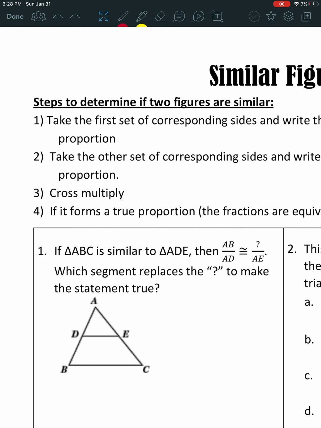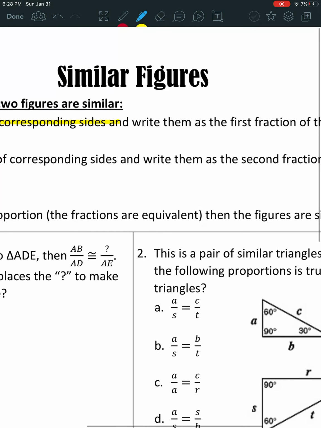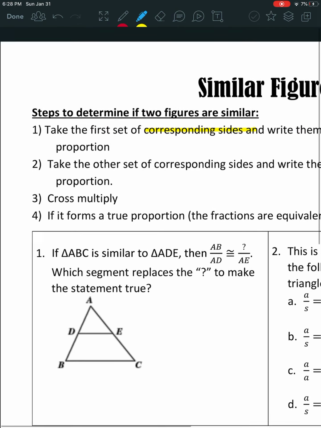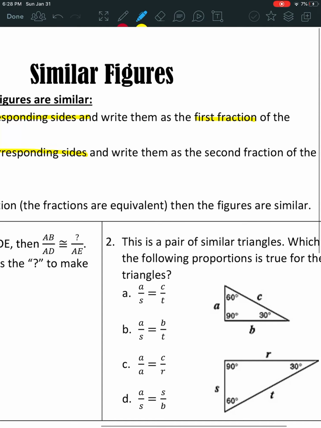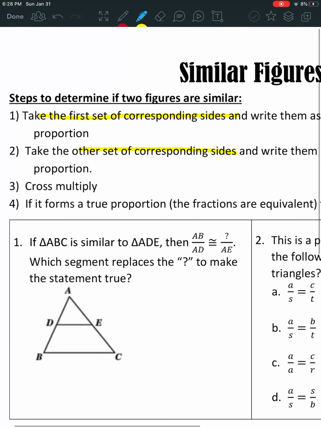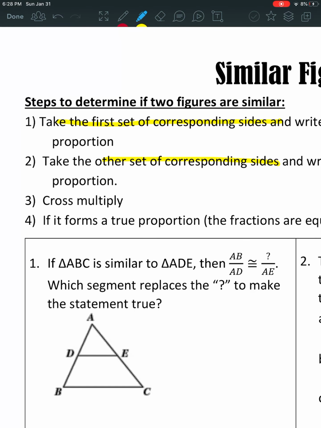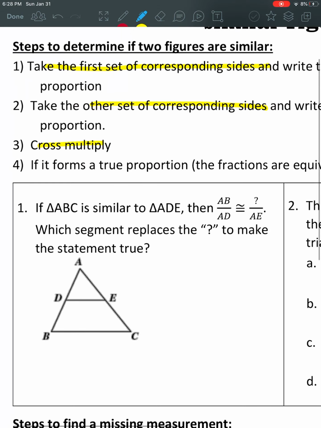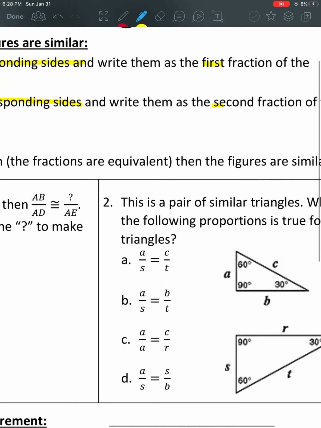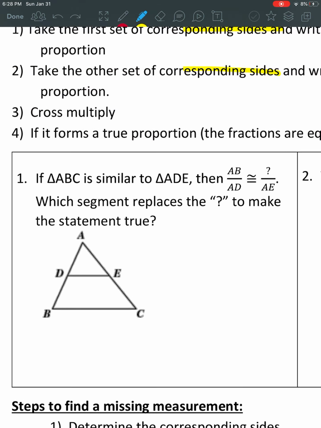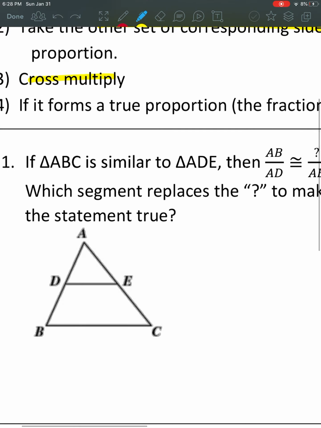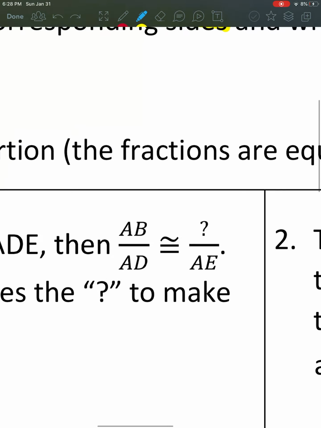Okay? So let's go to the second page. Let's practice some of this. Steps to determine if two figures are similar. First, take the set of corresponding sides and write them as the first fraction in the proportion. Take another set of corresponding sides and write them as the second fraction. Then set them equal to each other and cross multiply. If it forms a true proportion, then the fractions are equivalent and the figures are similar.